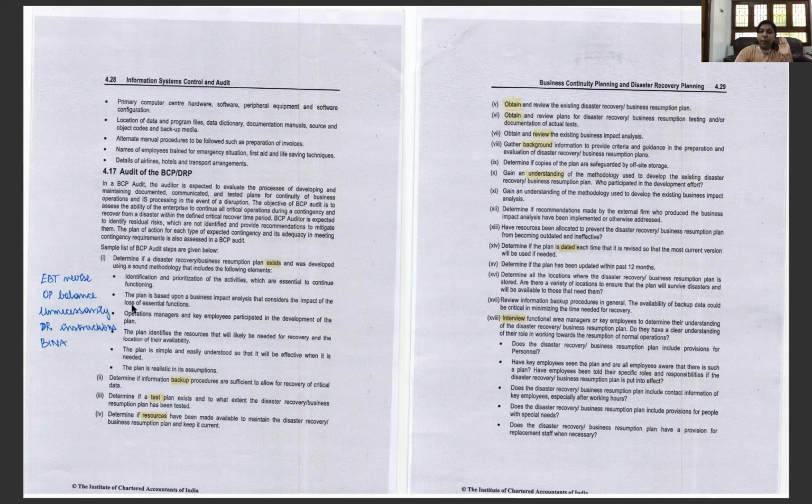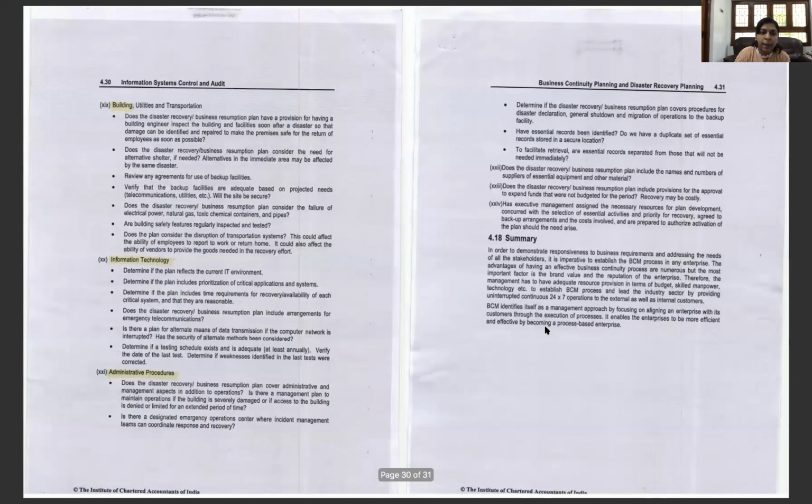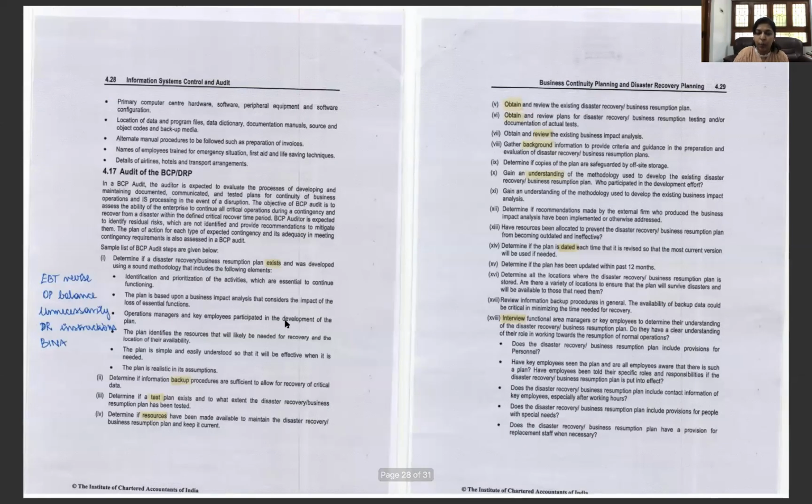And then B for background of the information. And then U for understanding the methodology to develop it, who developed it and how it was developed. D for is it dated each time it is revised. And then R for review of the existing business impact analysis. And then I for interview of functional managers. And then B for building, I for information, and A for administrative procedures. Here we'll have to give a thorough read and all the points can be grasped. It's very easy to remember with this form of a mnemonic.